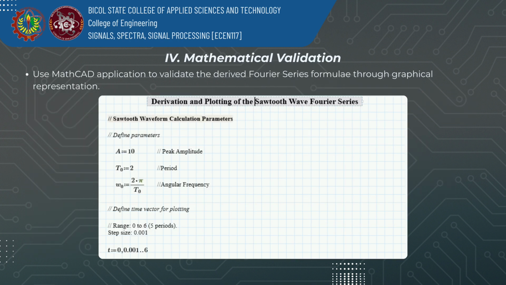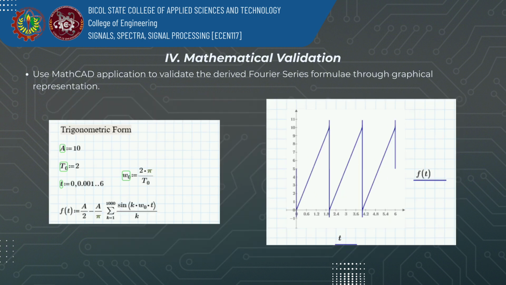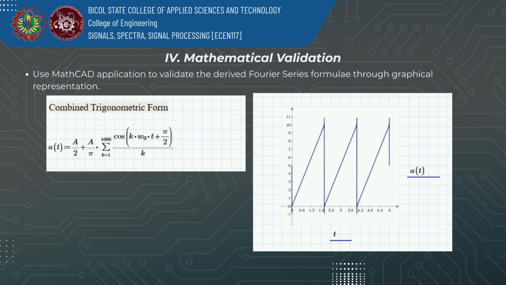To verify if our derivations are correct, I used MathCAD. I defined the parameters with amplitude equal to 10 and period equal to 2. As you can see in the plots for exponential, trigonometric, and combined forms, the resulting graph creates a perfect sawtooth wave. So this confirms that our derived formulas are correct.